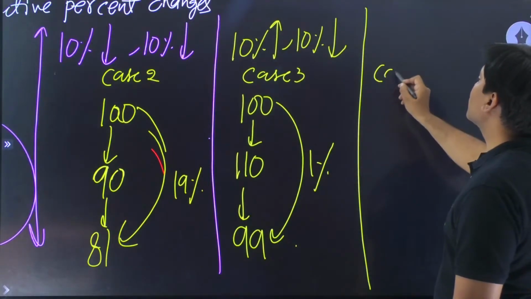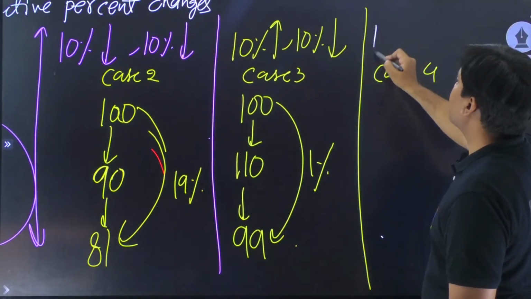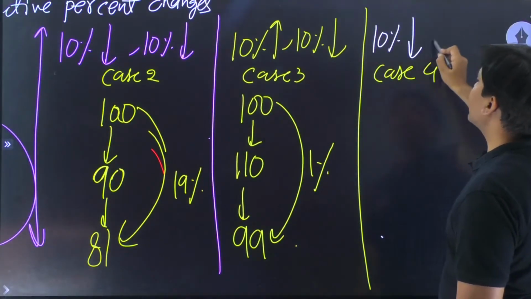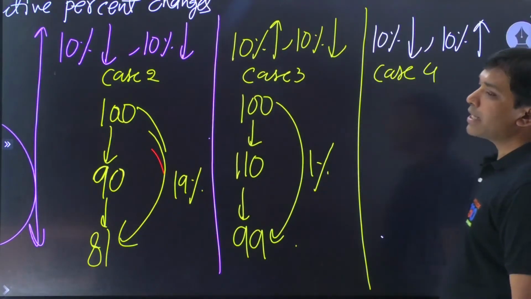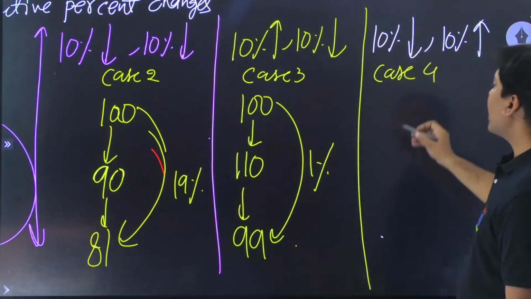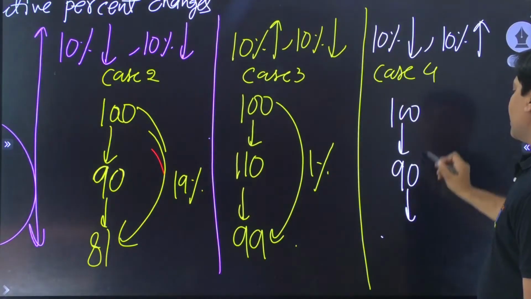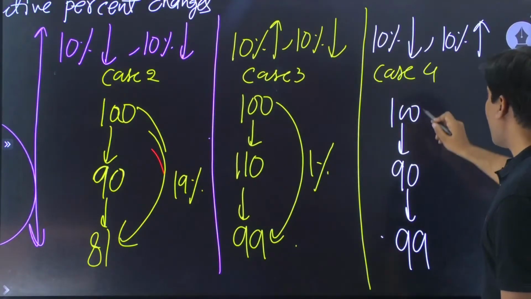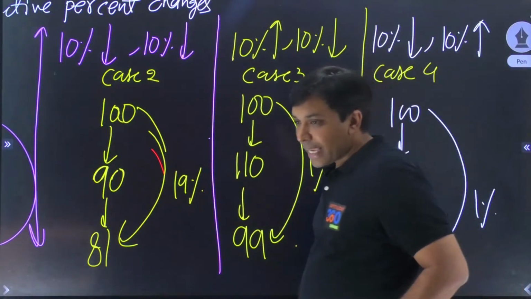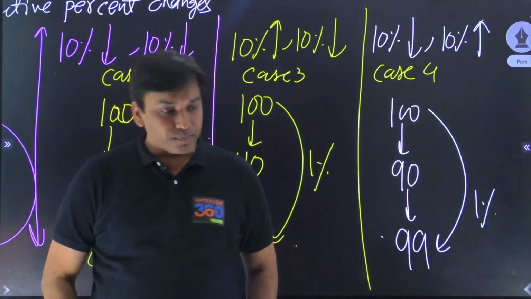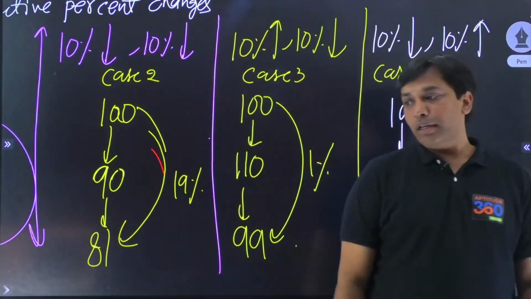And my case number 4, what if I say that population is decreasing by 10% and then it is increasing by 10%? What do you think is the answer out here? So again it is 100, then 90 and then 99. Again 1% change. Is this clear to everyone? Is this okay?